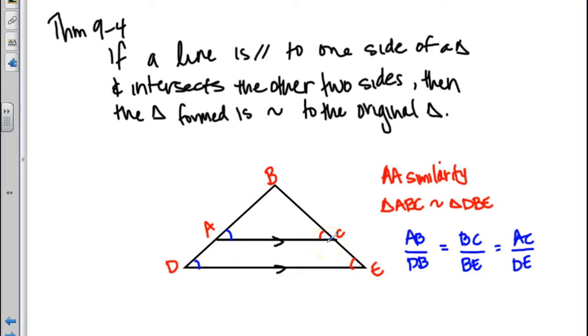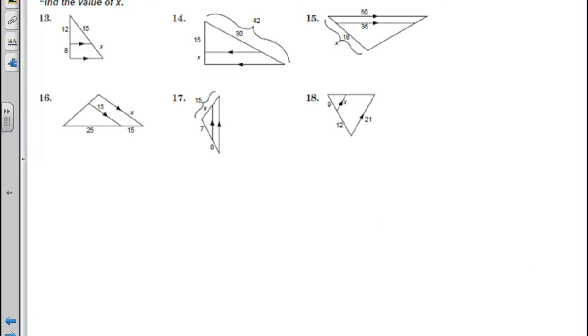All right, so make sure you have that in your notes. And then also, if you want the third angle, angle B is congruent to itself, right? So angle BAC is congruent to BDE and BCA is congruent to BED. That was our angle-angle similarity. And of course, by the reflexive property, B is congruent to itself. So we could have used that one as well. All right.